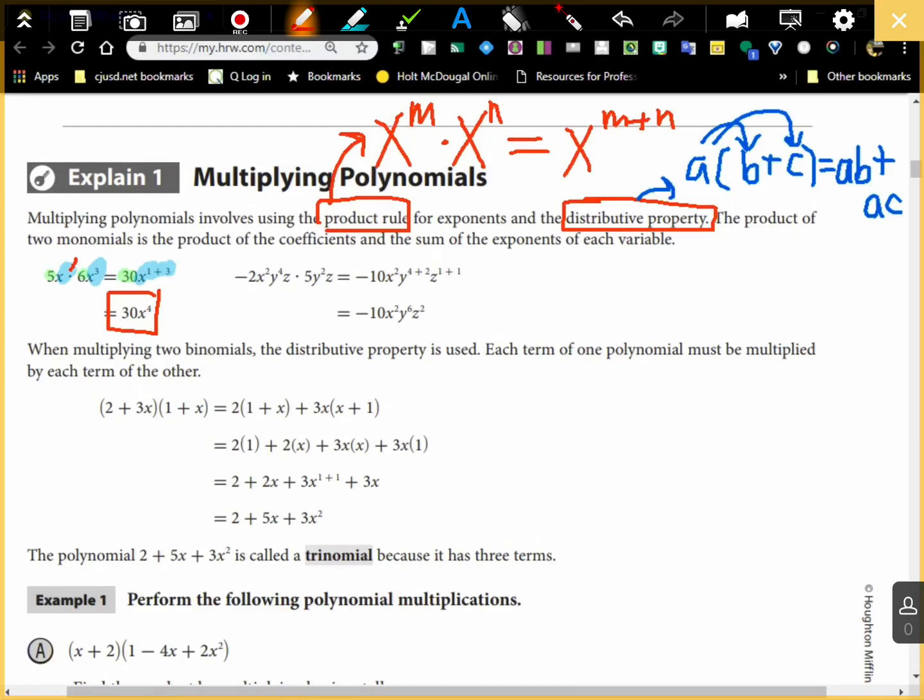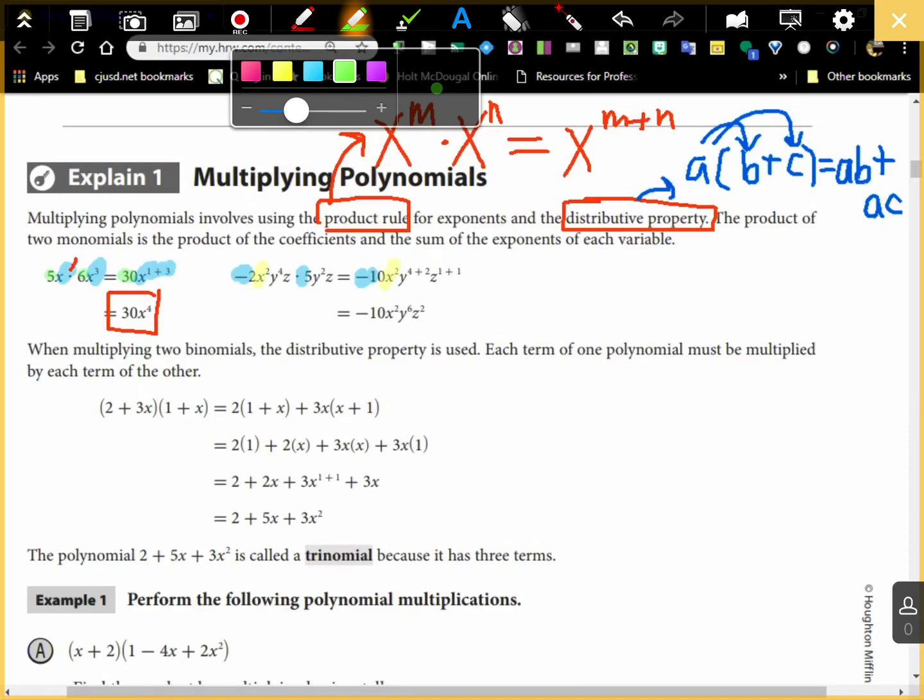All right, so on the next one, I have negative 2x squared y to the fourth z times 5y squared z. So I'm going to multiply negative 2 and 5 together. Negative 2 times 5 is negative 10. Then I'm going to multiply x squared times, oh wait, there's no other x's. So x squared hangs out by itself. It doesn't combine with anything. Y shows up twice, so we add its exponents. So since I have exponents of 4 and 2, I add together 4 and 2.